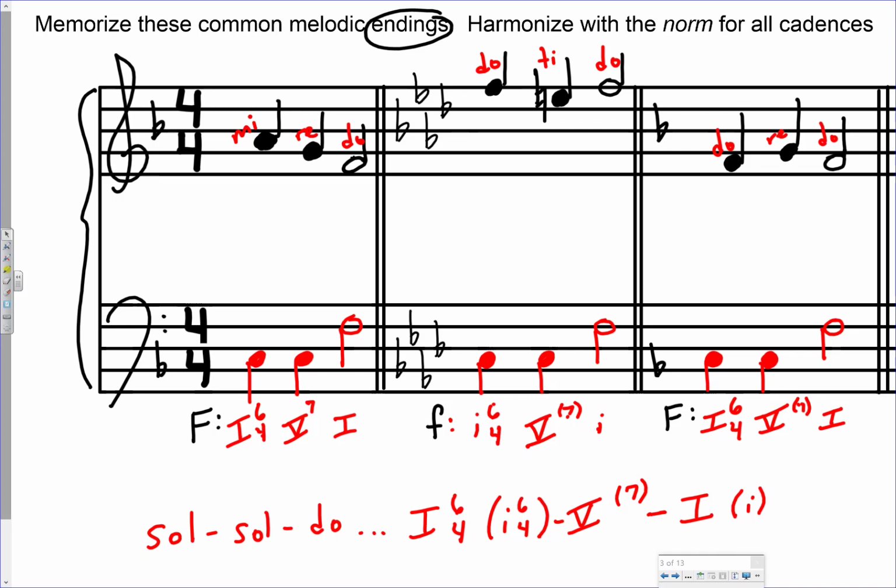If you can memorize these three patterns of the soprano, mi, re, do; do, ti, do; and do, re, do, then the bass would all be sol, sol, do for each of those patterns. So those are the most common melodic endings. And you also notice that in each case, we've created a perfect authentic cadence because the bass is going from sol to do and the soprano ends on do. Both factors are present. Let's move on.